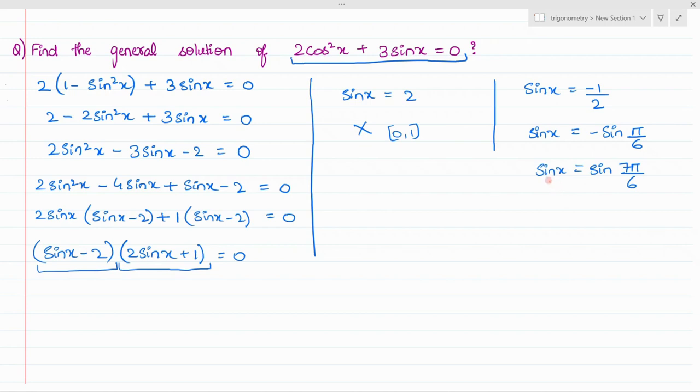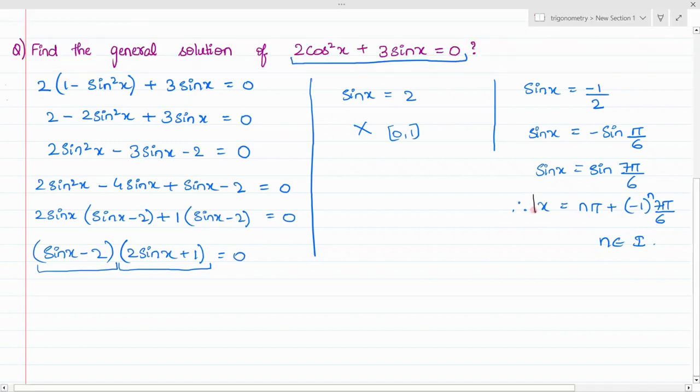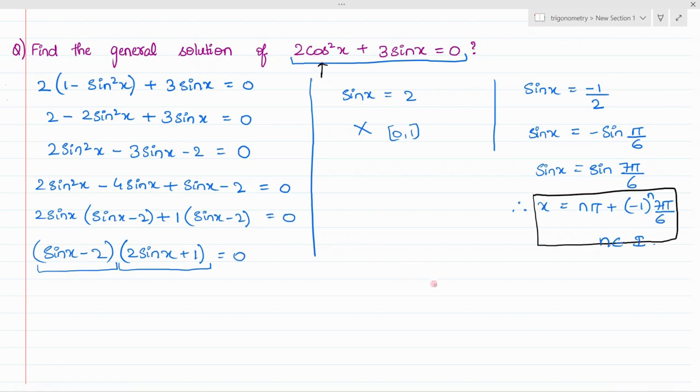Now this is in the form of sine theta is equal to sine alpha. Then the general solution will be x is equal to n pi plus minus 1 whole power n times 7 pi by 6, where n belongs to all the integers. So this is the final general solution for this equation.